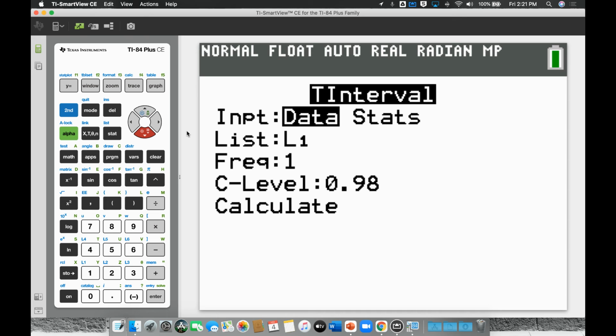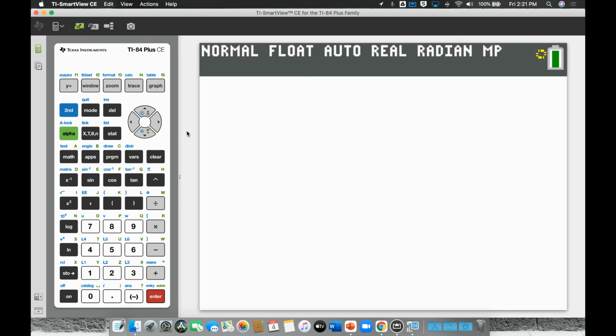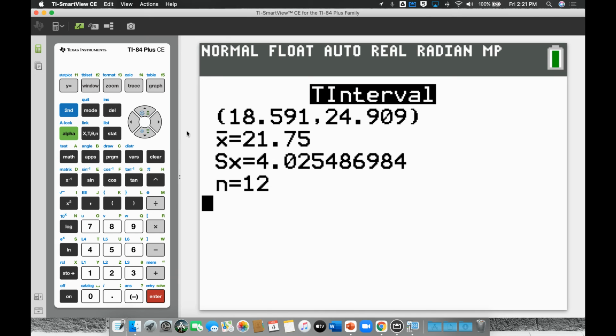98% confidence interval. There we go. 18.591. 24.909.